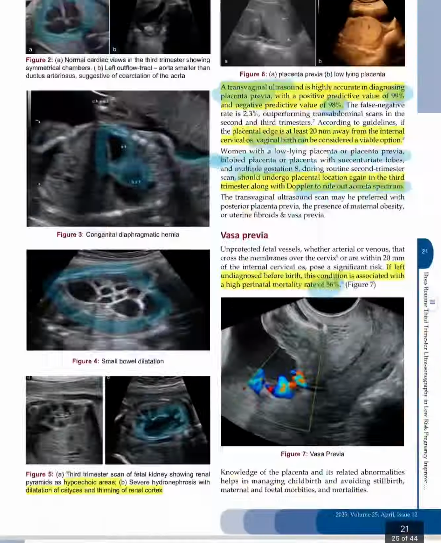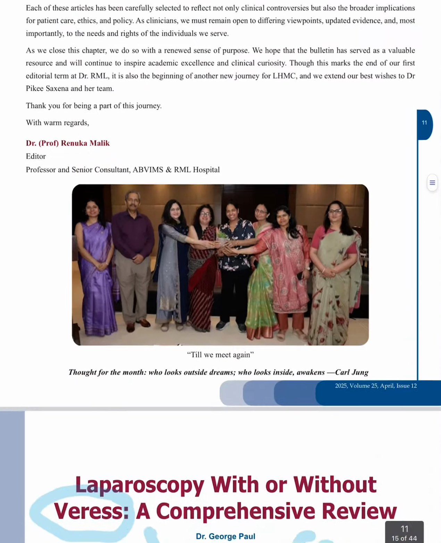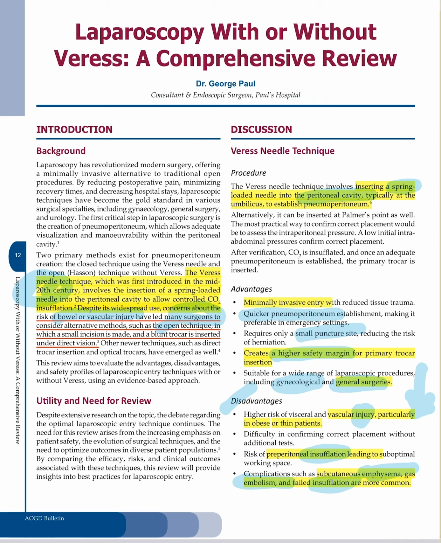So let me once revise the whole topics of AOGD, April 2025. First is laparoscopy. I told you whether Veress is best or open is best. You'll explain the introduction, the types of needles and techniques. Then you'll tell the advantages and disadvantages of the Veress needle, and the advantages and disadvantages of the open technique. The Veress needle was introduced in the 20th century. That is another important point.